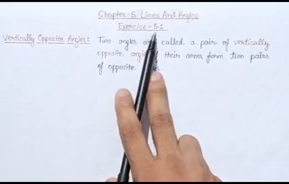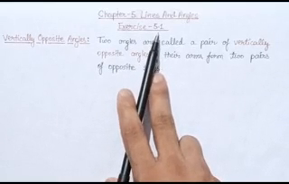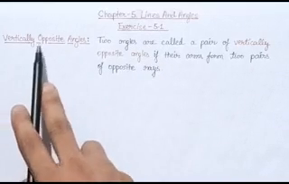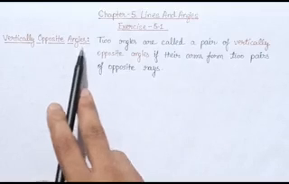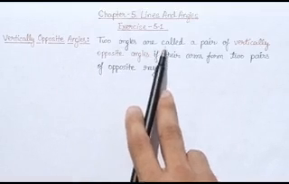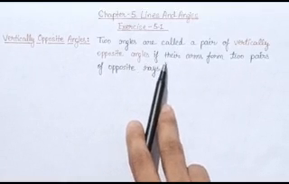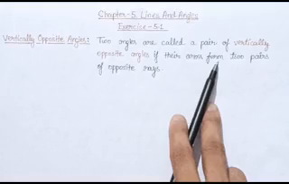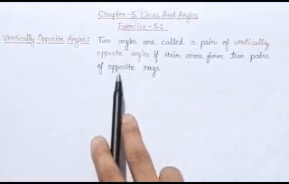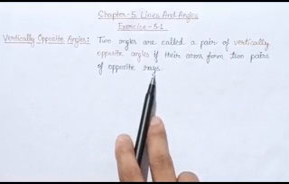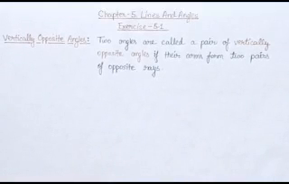But before going to solve exercise 5.1, let me tell you what are vertically opposite angles. Two angles are called a pair of vertically opposite angles if their arms form two pairs of opposite rays. In order to understand what are vertically opposite angles, let us take the intersection of two lines AB and CD.